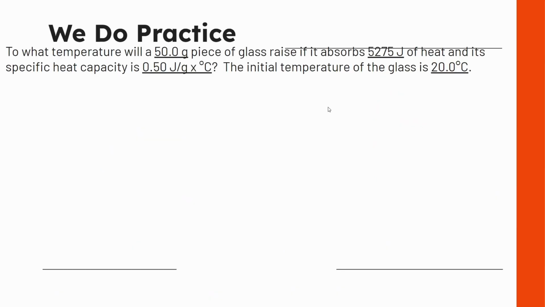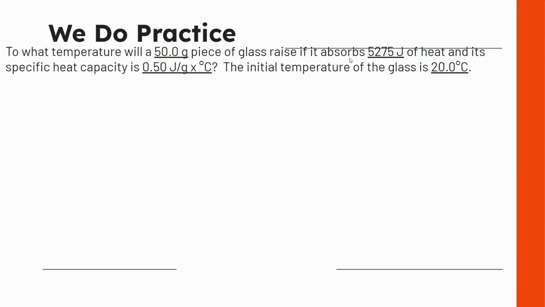Okay, let's finally use the equation and practice with it. To what temperature will a 50-gram piece of glass rise if it absorbs 5275 joules of heat and its specific heat capacity is 0.50 joules per gram times degrees Celsius? Don't worry about all the units right here. They all kind of cancel out as they go. This is just specific heat, so that is my C in the equation. And then my initial temperature is 20 degrees Celsius.